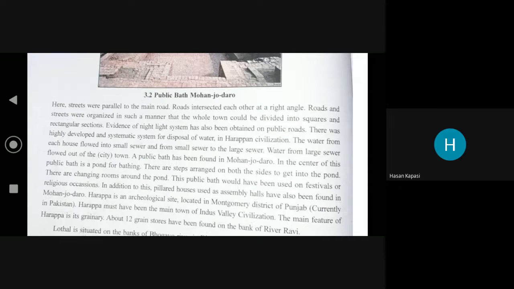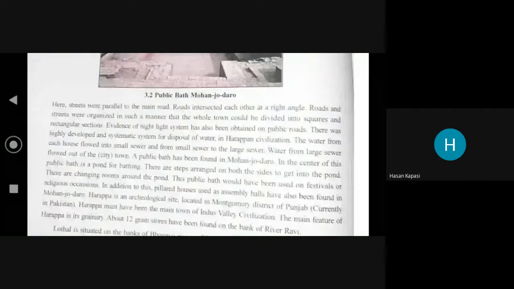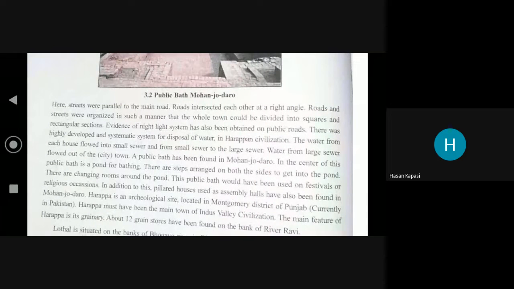Evidence of a night light system has also been obtained on public roads. Night lights are the street lights which we have today. Is it clear? There is evidence of that too.